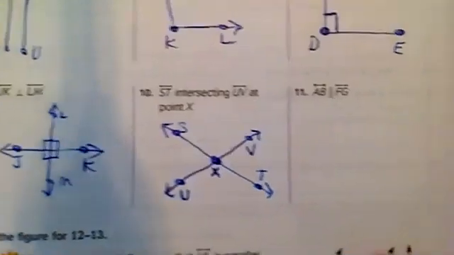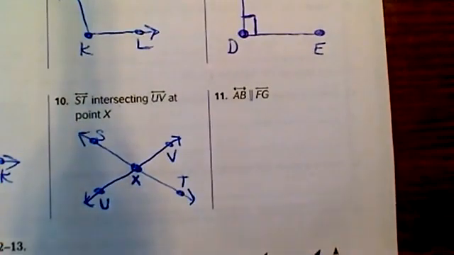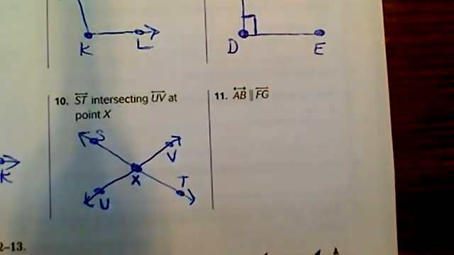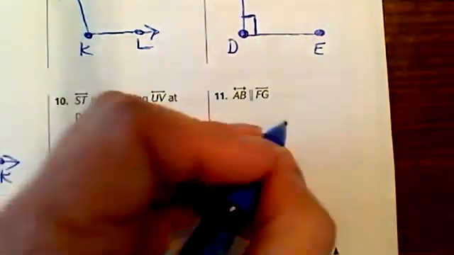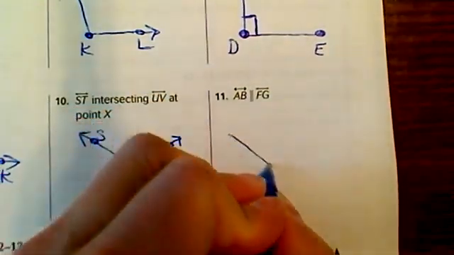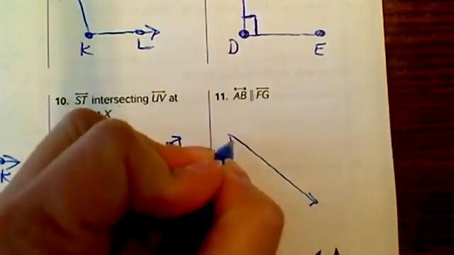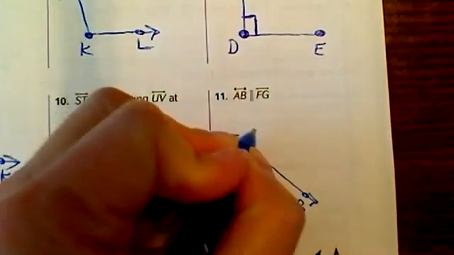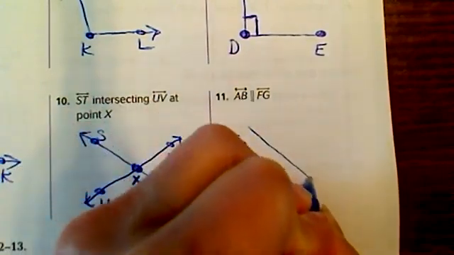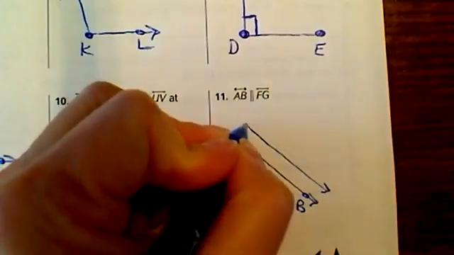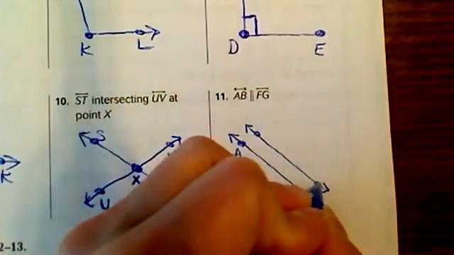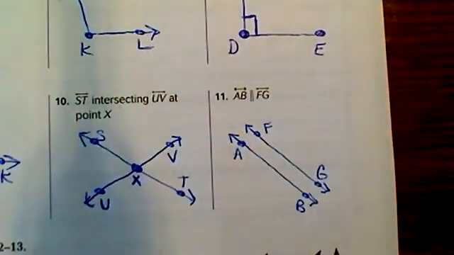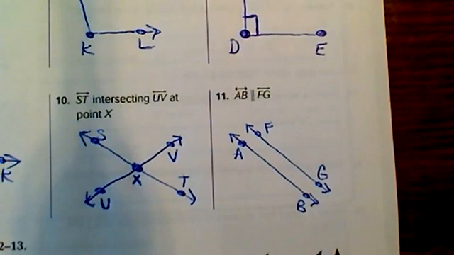All right. And my last one to model for you will be line AB parallel to line FG. I'm just going to get fancy and make it going off this way this time. Line AB parallel, as exact as I can make that drawing freehand, parallel to line FG. And there you have it.